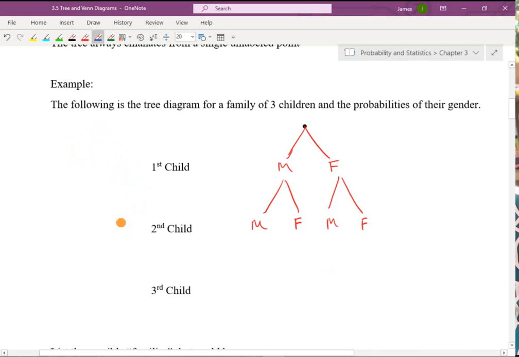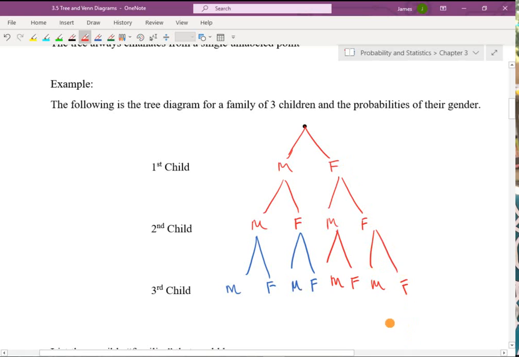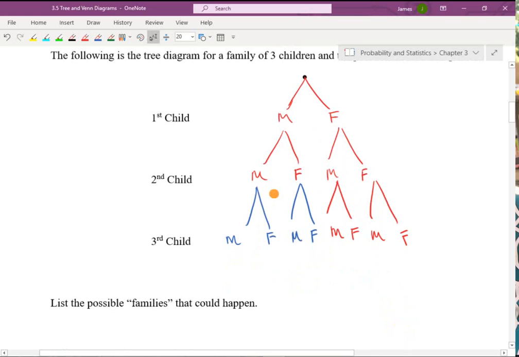So now if I go to the third child, so I go male, male, what could be my option for the third child? Male, female, right? Okay. If I go male, female, then we go male, female for that third child, right? If we go female, male, could it be then the third child be male? And if we go female, female, the third child could be male or female. Okay? So now that helps us determine our sample space.